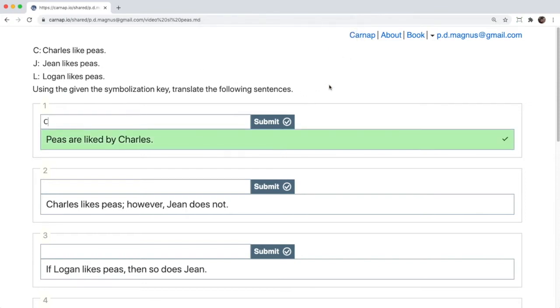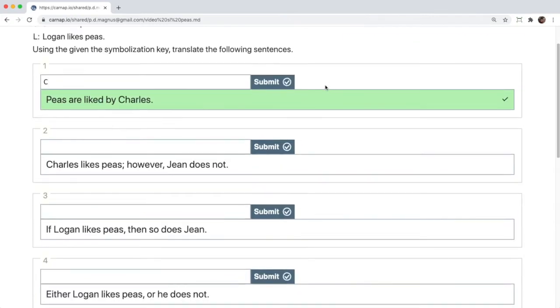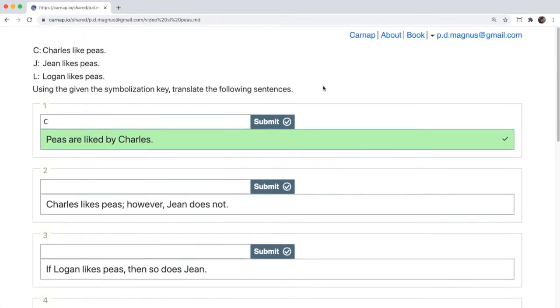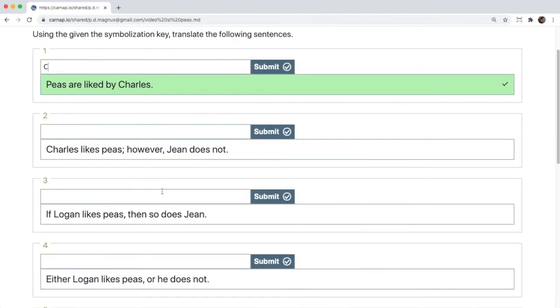So on the homework problems, when you're asked to translate, Carnap will check your work and it'll let you try again if you got it wrong. So you're not penalized if you get it wrong. It just, in order to submit it, you've got to figure out what the right answer is. Obviously, exams won't work that way. But for the homework problems, Carnap will help you along. All right, so we got the first one.